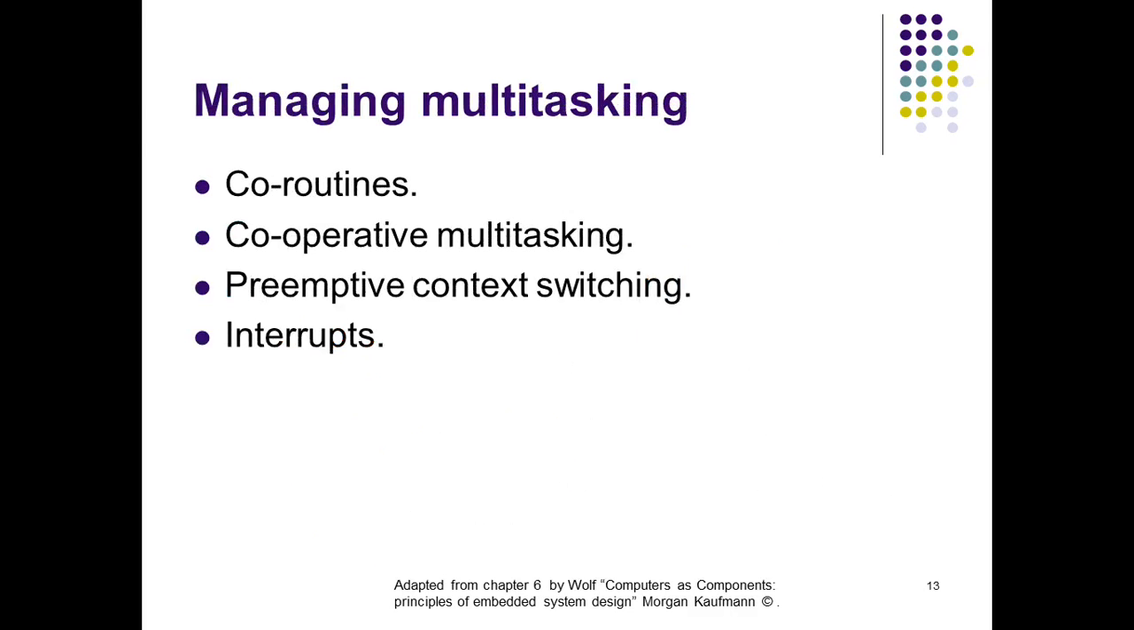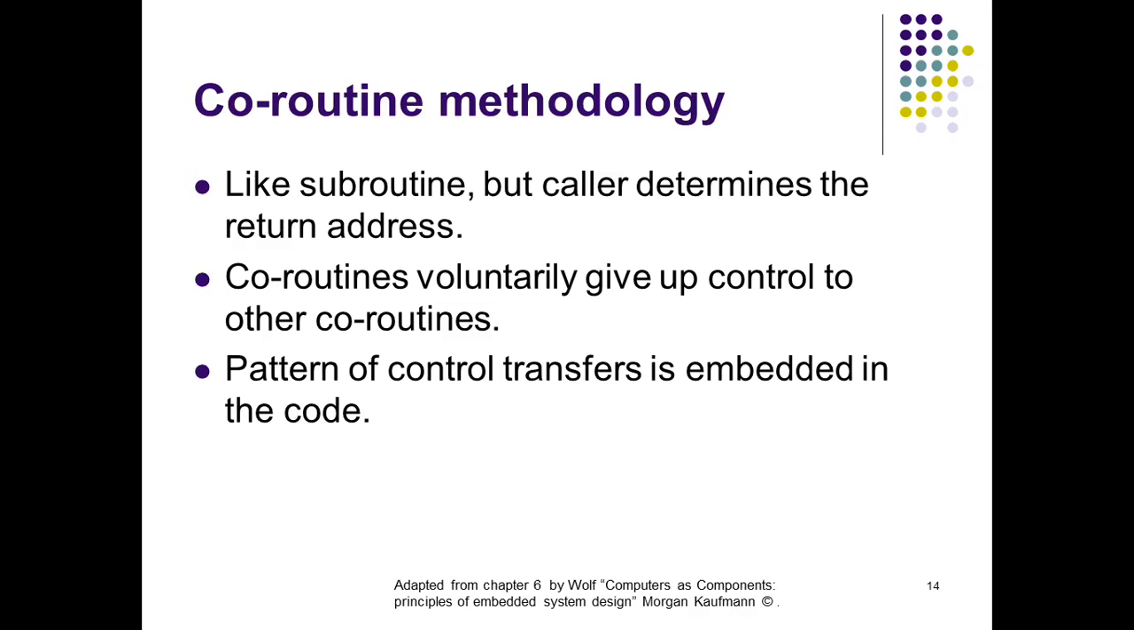So we're going to talk about 4 main methods today. First is coroutines, then cooperative multitasking, preemptive context switching, and interrupts. Okay, so coroutines might be the earliest type of method to do multitasking. The idea is that you have multiple subroutines, and each subroutine says, okay, I want to do a bit of work, but then I'm going to give up control to the other subroutine. And the key about coroutines is that the pattern of control transfers is embedded in the code.